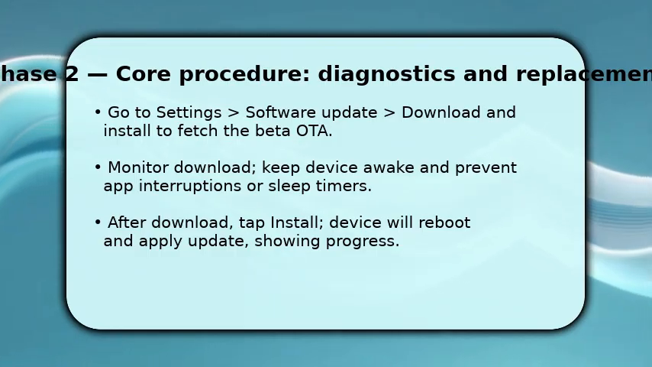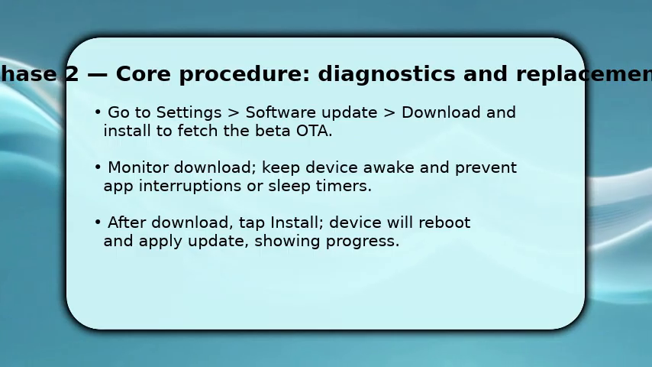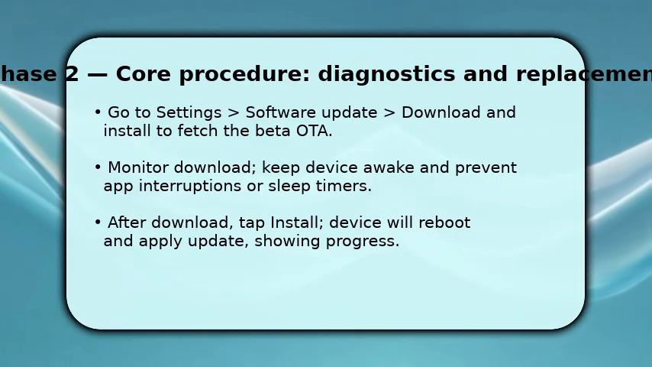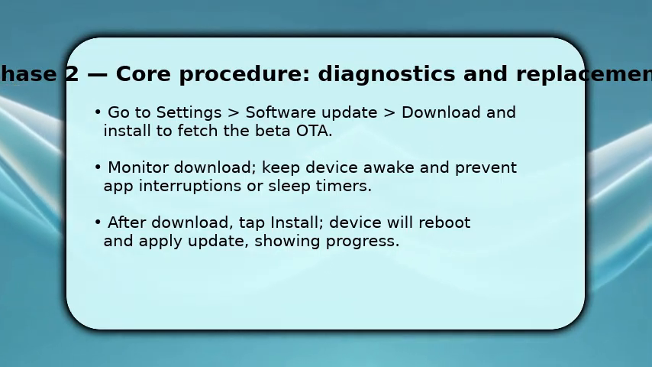Once the download finishes, tap Install. The phone will reboot and apply the update automatically. During installation, you will see progress percentages. Do not power off. After the first reboot, allow a few minutes for app optimization.